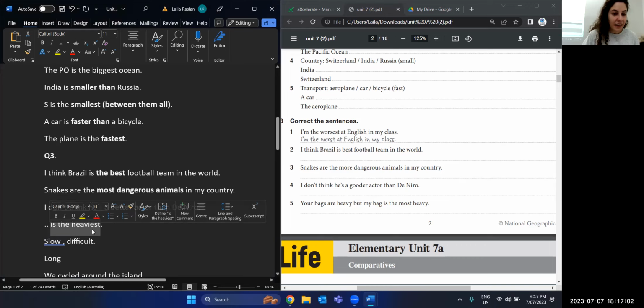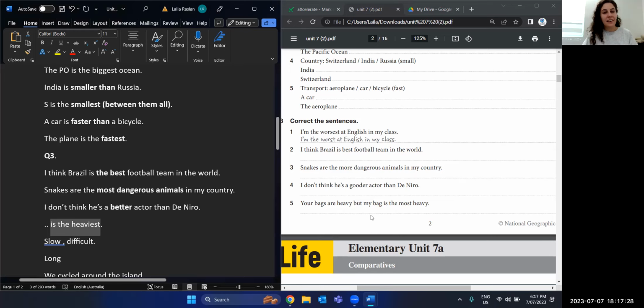Is the heaviest. We know heavy ends in a Y, so we need to add an IEST. And we can't say most because it's not a long adjective. It's just a short adjective. We only add most when it's a long adjective. Most dangerous, most interesting, most amazing, most desirable, whatever.